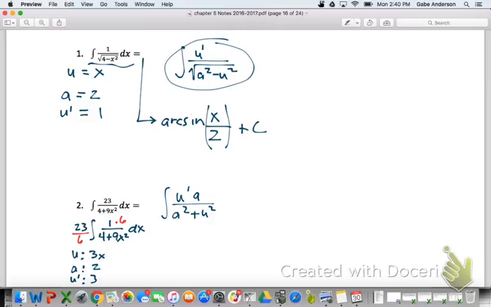All right, so then our final answer, we can immediately go to that. It would end up being 23/6 times arctangent of our u value over our a value plus c. Wait, plus, don't forget the plus c.